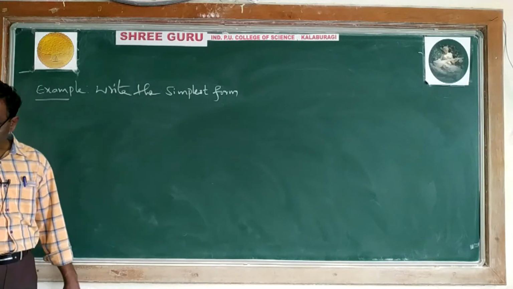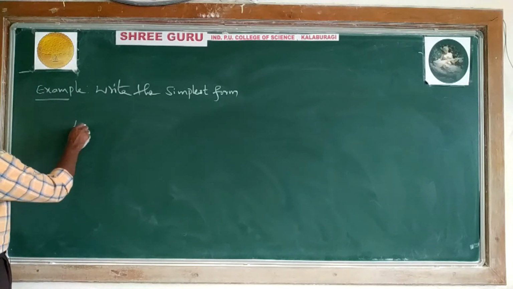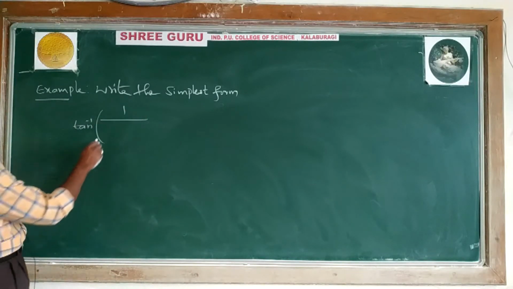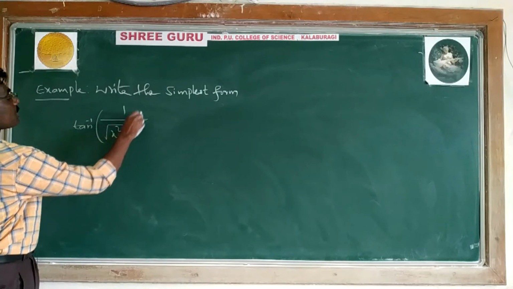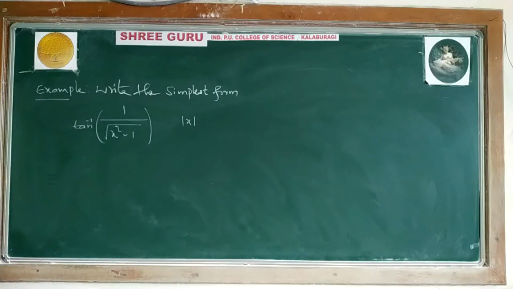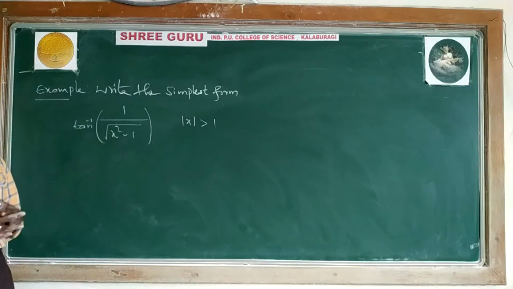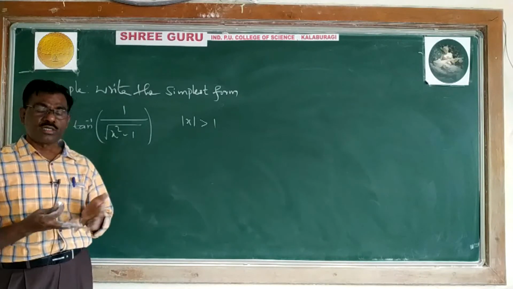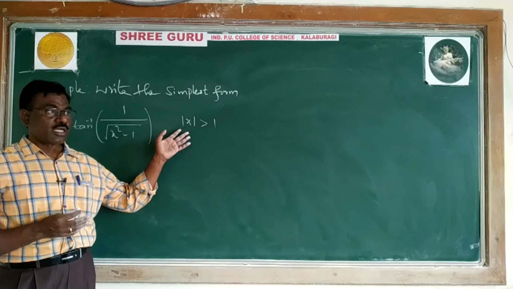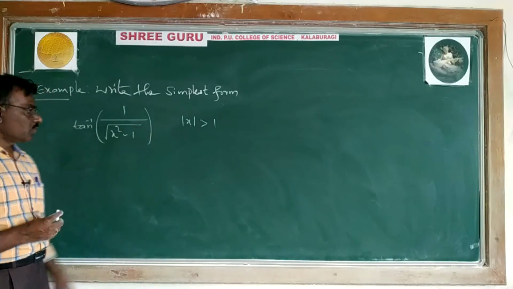Write the simplest form: tan inverse of 1 by root of x square minus 1. But the condition is modulus of x is greater than 1. If x is 1, it is not defined, it comes to infinity. So the condition is modulus of x is not between minus 1 and plus 1, not including 1 and minus 1.